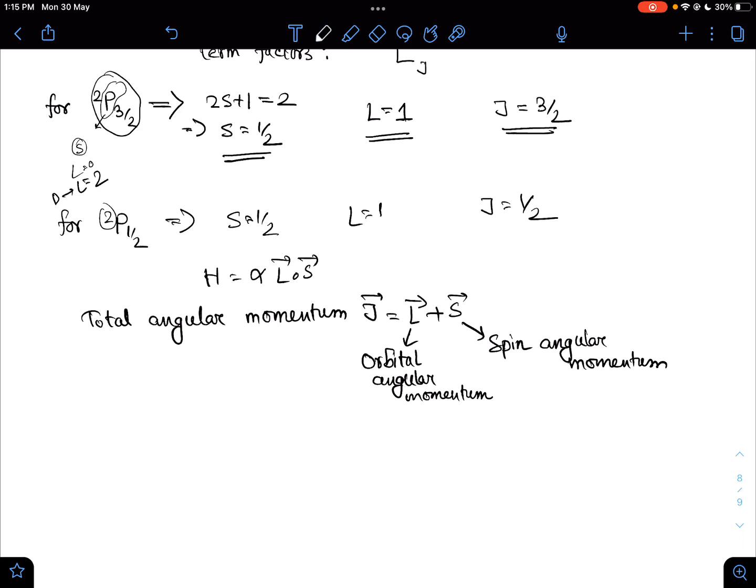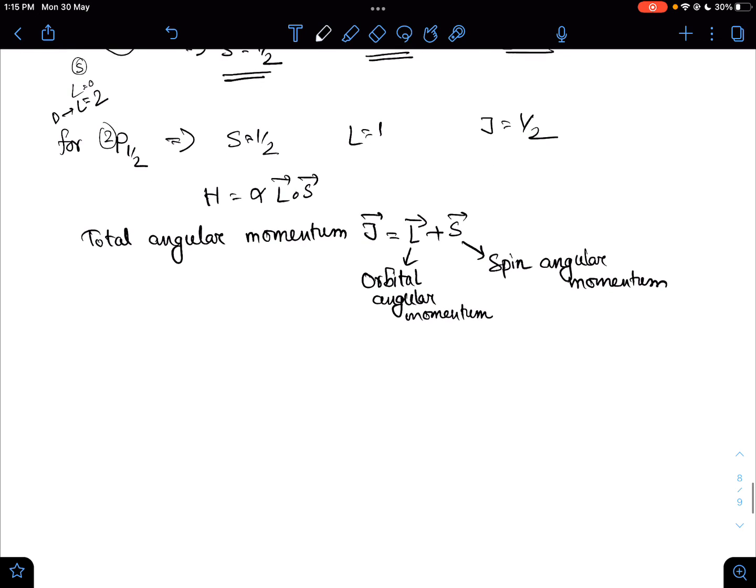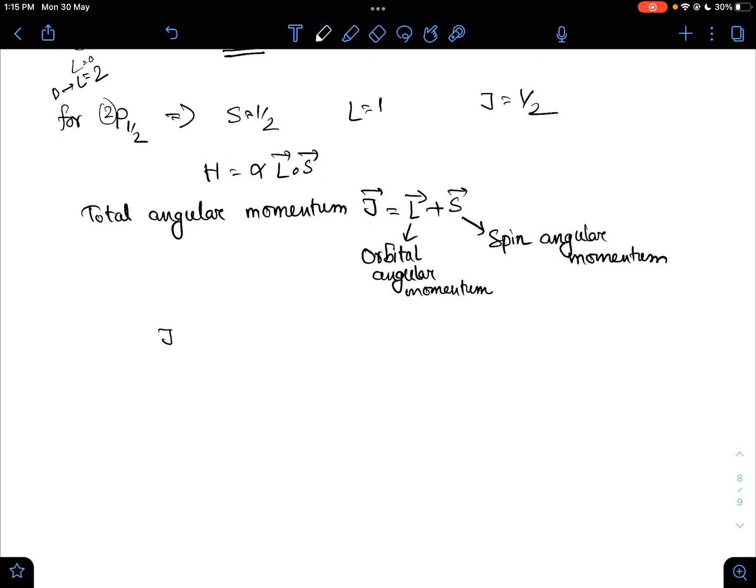So we have total angular momentum J equal to L plus S. We know that J², L², S², and J_z are simultaneously diagonalizable operators. So we will try to express this Hamiltonian in terms of these operators.